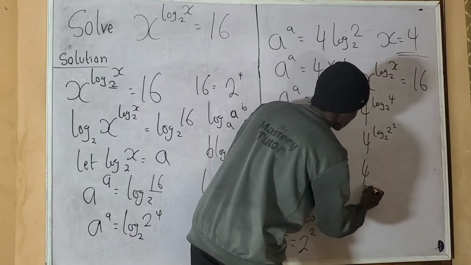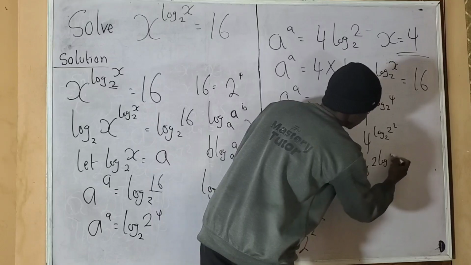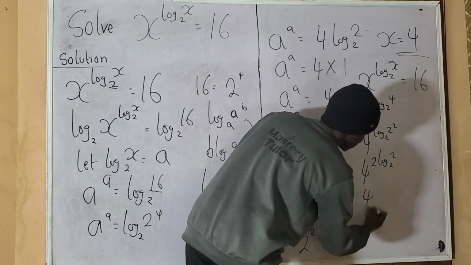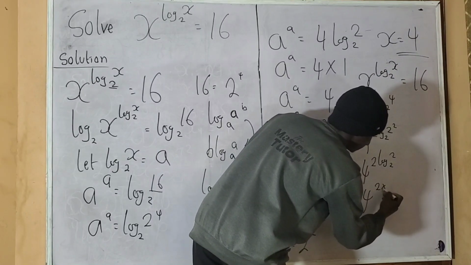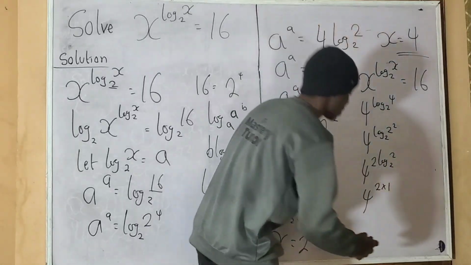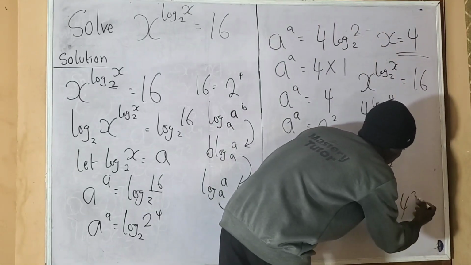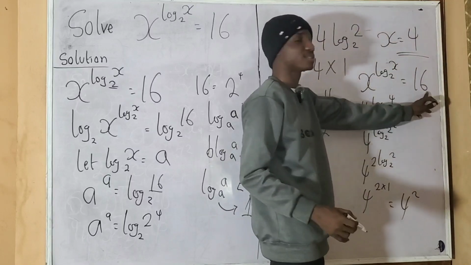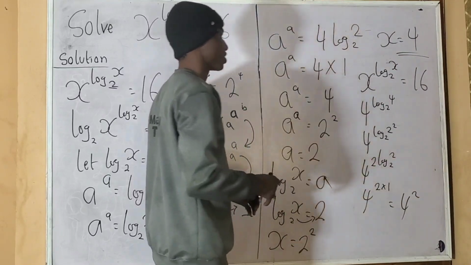So here I'm going to have 4 raised to the power of 2 log 2 base 2. This will be equal to 4 raised to the power of 2 times 1, because logarithm of the same number to the same base is 1. So I'm going to have 4 raised to the power of 2. 4 raised to the power of 2 will give you 16. That means our solution is correct.